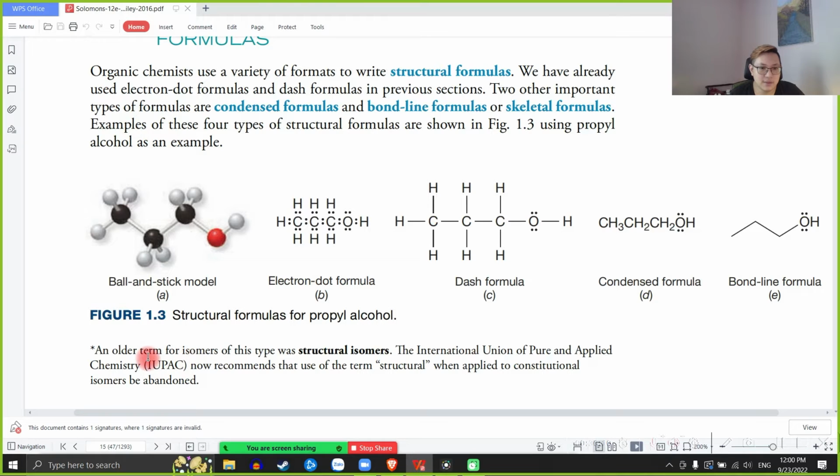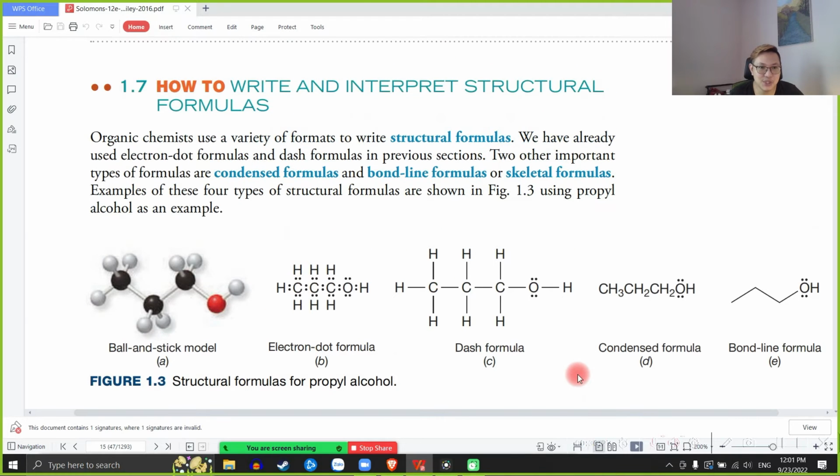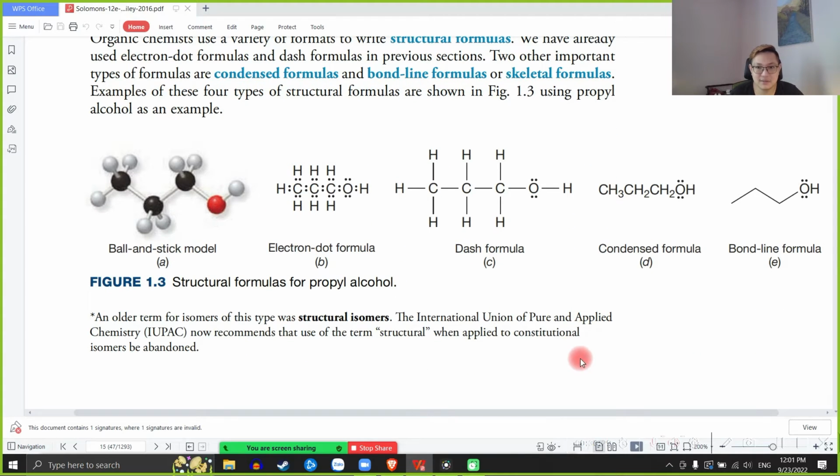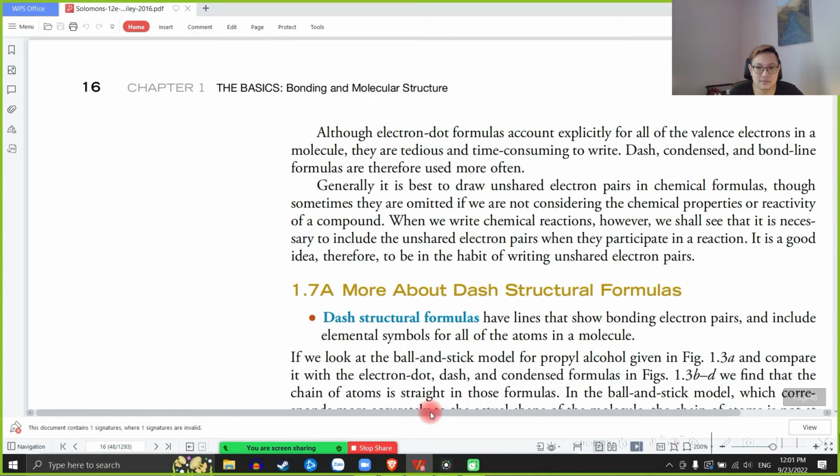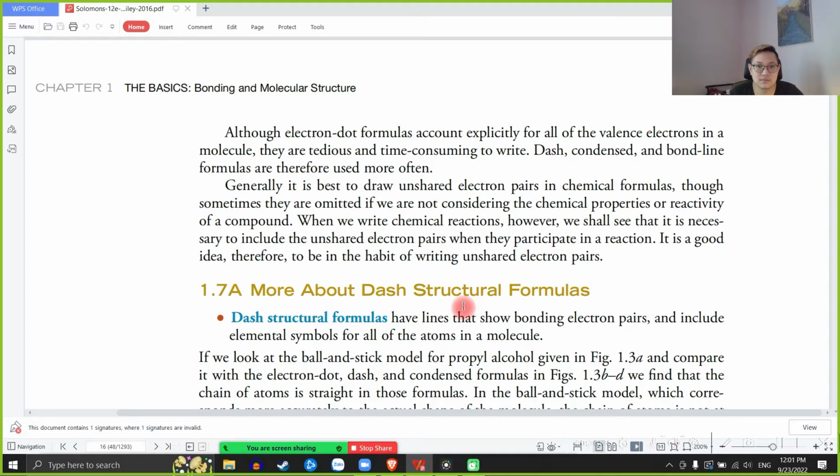The older term for isomers of this type was structural isomers, but IUPAC now recommends that the term structural, when applied to constitutional isomers, be abandoned. They're trying to abandon it. So now we call them constitutional isomers. New name, longer. I cannot remember that. Slowly you get it.